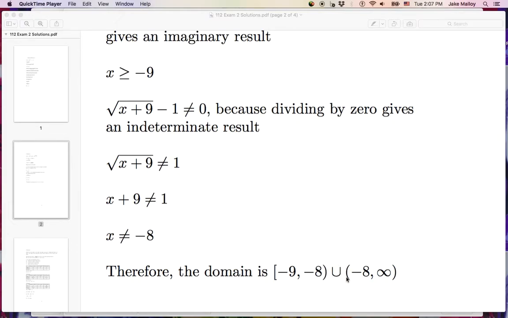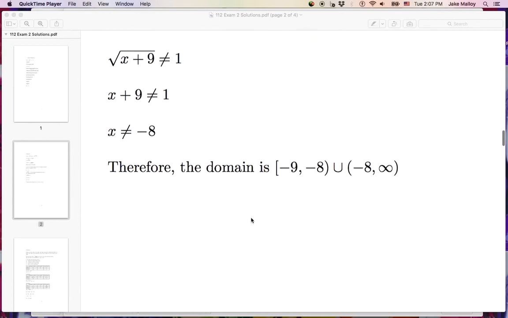But after negative 8, anything's free. So we move from negative 8, not including it, that's why we use the parenthesis, the open bracket, on to infinity. And this union says we can be in either of these sets. Okay. So that gives us our full domain.